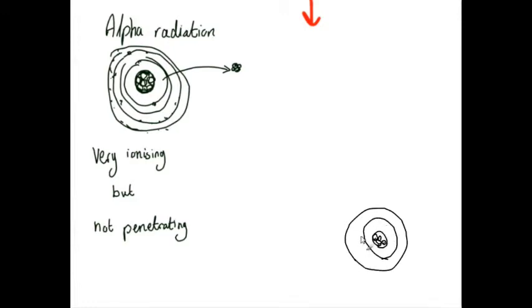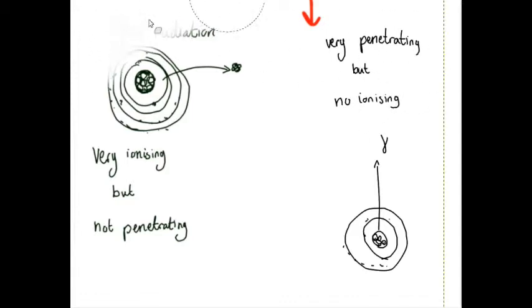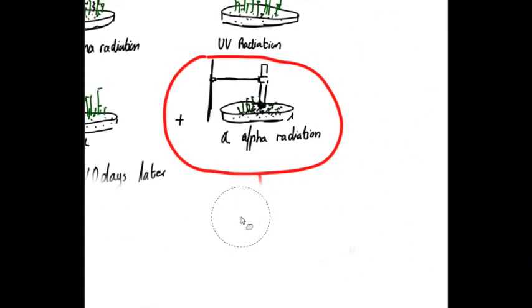Now, looking at gamma radiation instead, they don't exactly emit particles, they emit gamma rays. And gamma rays have a very high penetration power, but they are not very ionizing, meaning they don't have very much of an effect on living tissue.